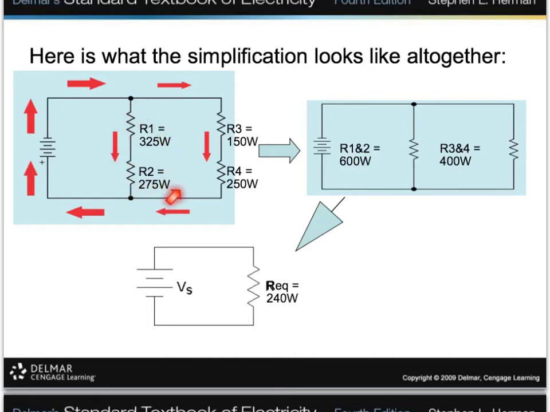These are ohms. The Greek letter omega looks like a W, so the program changed those into W's. Those are ohms. R1 and R2 became 600 ohms. These were in series with each other, so we added them. So this is 600 ohms, 400 ohms, and then these guys are in parallel with each other, so that became the 240 ohms of our equivalent resistance of our simplified circuit.